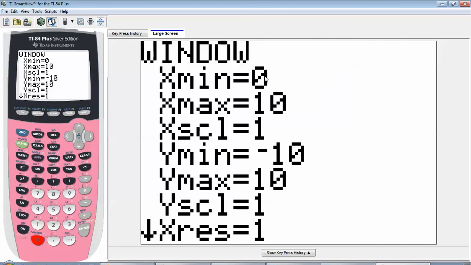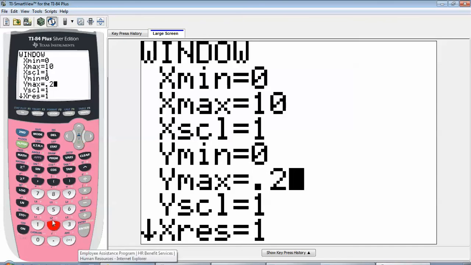I want the bars to have width of 1. Negative y values in this case don't have any meaning, so I'll set that at 0 as well. And the largest probability here is like 0.229. So if I say 0.24 or 0.25, that should be plenty tall enough for this. Now if I hit graph, I should be able to see that histogram.